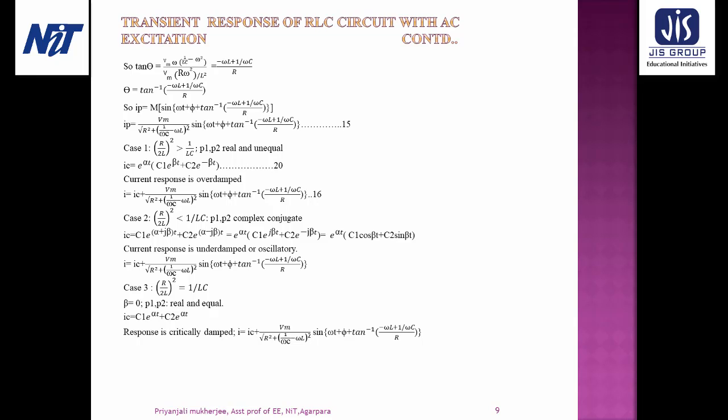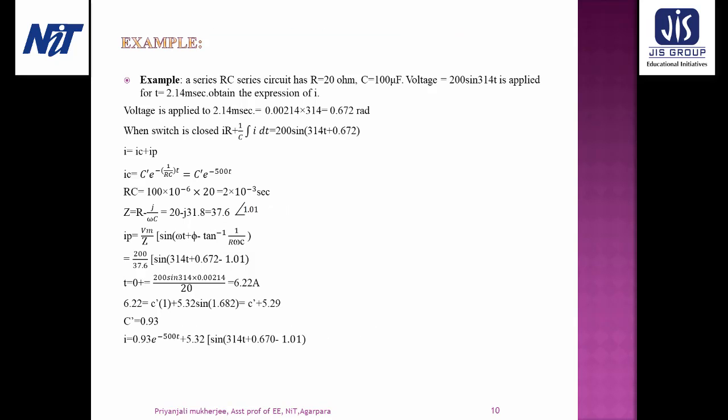So this is the overall transient response of the RLC circuit when it is connected to the AC excitation. So let us take an example. Here, a series RC circuit is given where the resistance and capacitance values are 20 ohm and 100 microfarad, and the applied voltage is 200 sin 314t. The voltage is applied to the circuit at t equal to 2.14 millisecond, and we need to find the expression of the current.